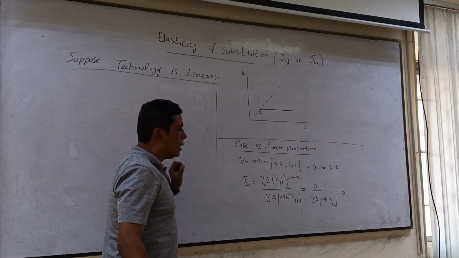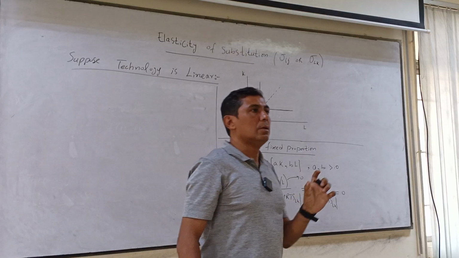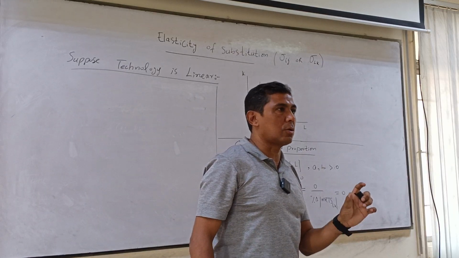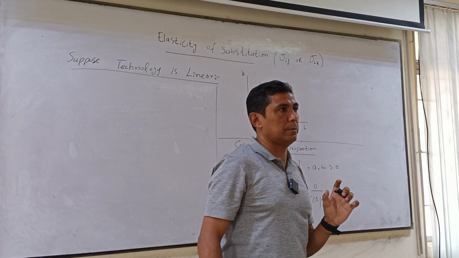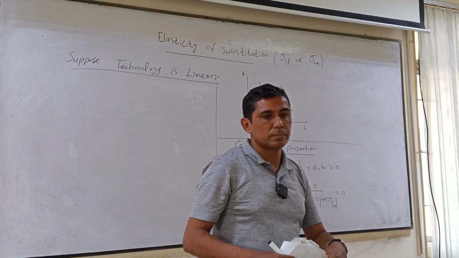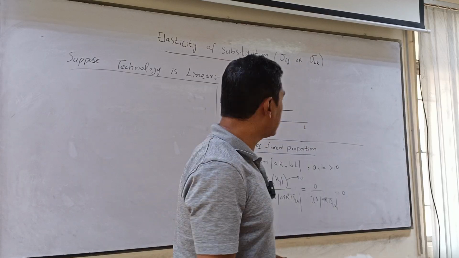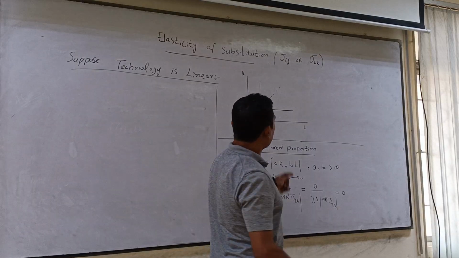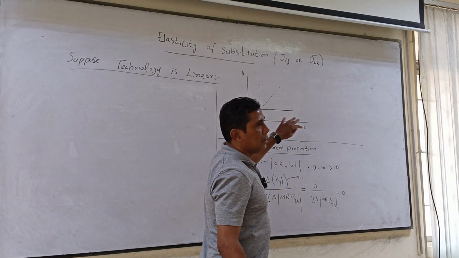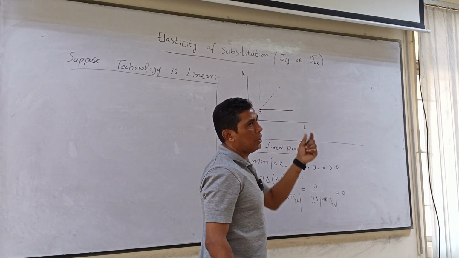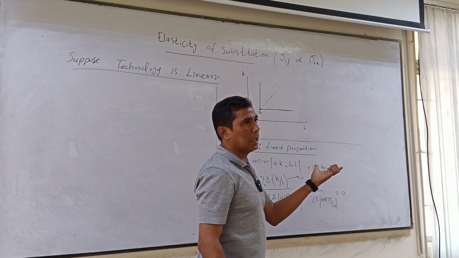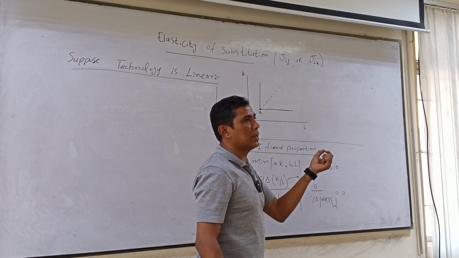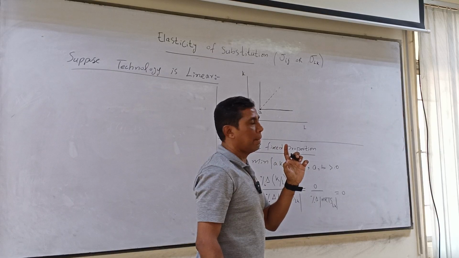Now, the last case is Cobb-Douglas preferences or the Cobb-Douglas utility function. Clear? CES we have discussed. CES is 1 upon 1 minus rho, it is a constant value. Clear? So the elasticity of substitution will be constant.